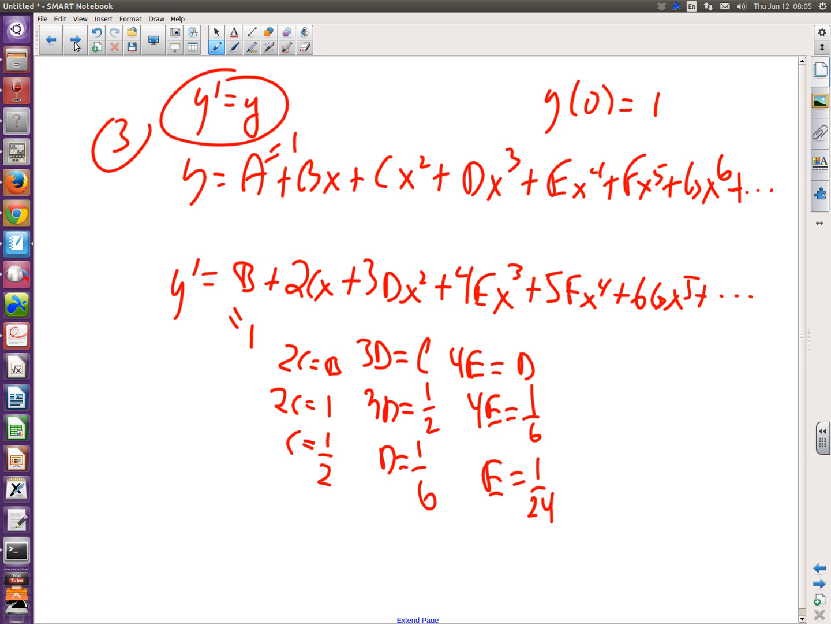Does this look familiar at all? There you go. 1 over 1 factorial. 1 over 2 factorial. 1 over 3 factorial. 1 over 4 factorial. Does this look familiar? Guess what the next one's going to be? 1 over 5 factorial. Multiplied by 4, multiplied by 5, 120, multiplied by 6, 720. Okay, so here's your answer.